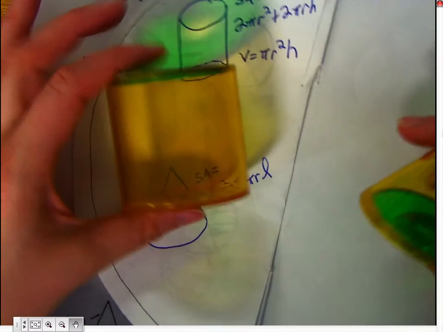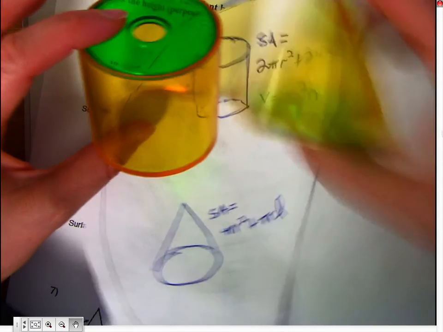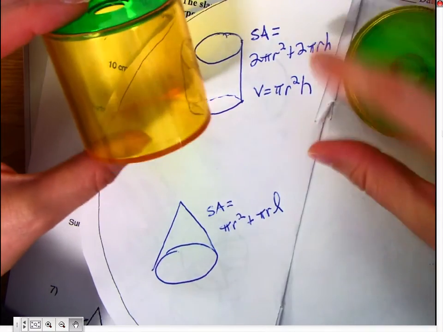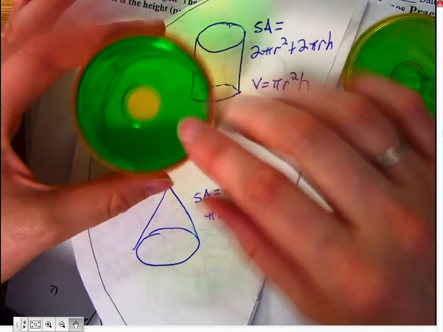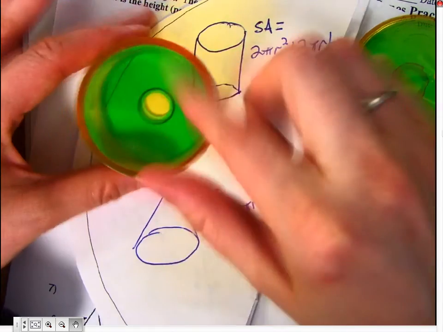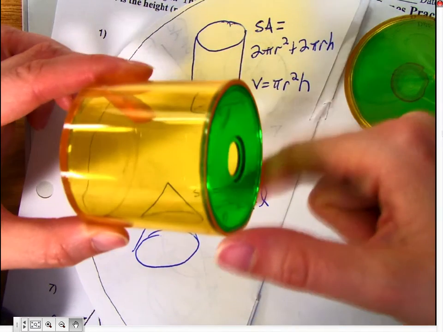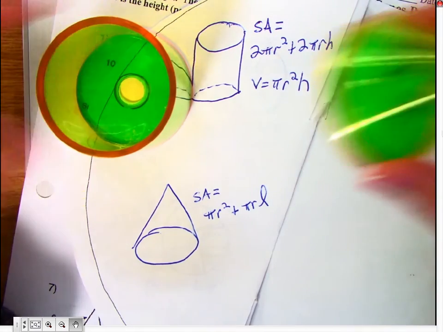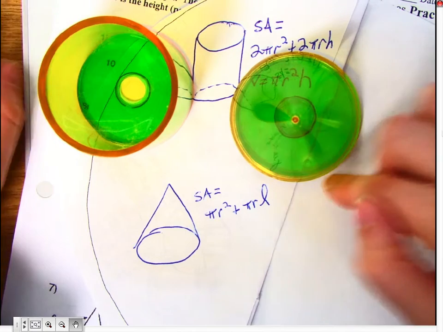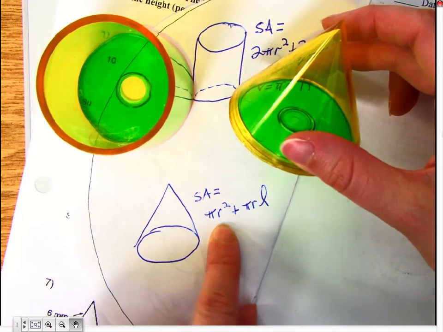Here is my 3D, I'm going to try to do it so you can see both. Here's my 3D cylinder, and here's my 3D cone. We talked about for surface area of a cylinder, we've got the area of the top, the area of the bottom, and the area around the sides. For a cylinder, I have two circles, one on the top and one on the bottom. Do we see that we only have one circle on the bottom for a cone? Which is where the pi r squared came from.